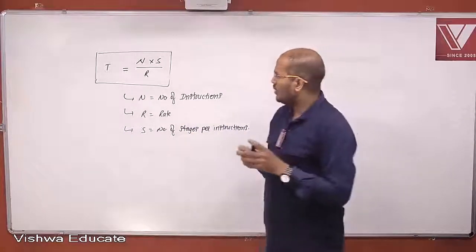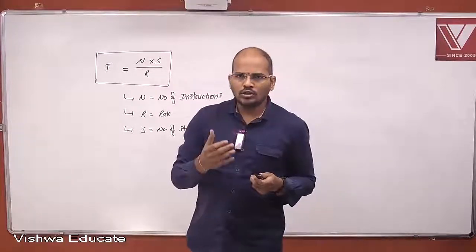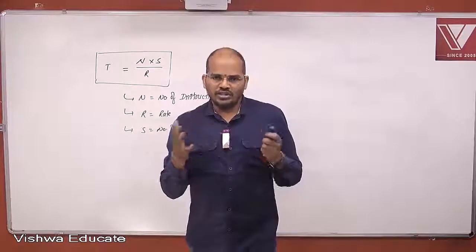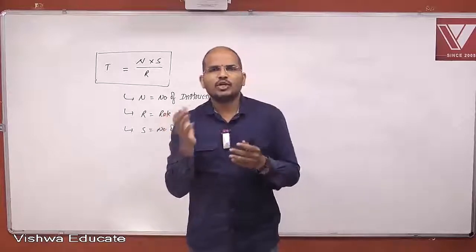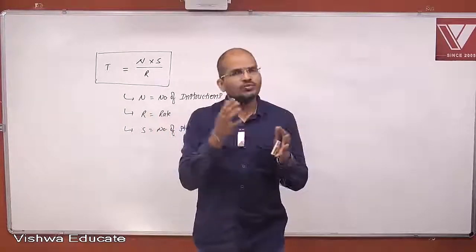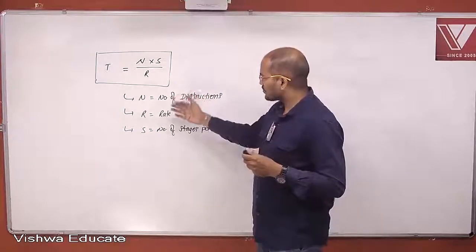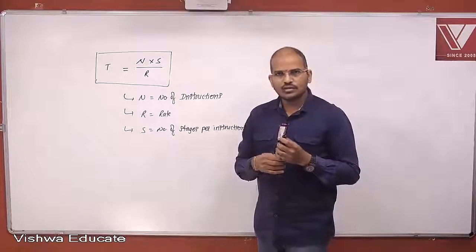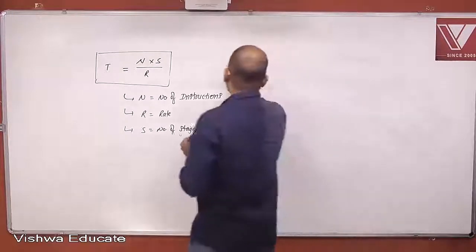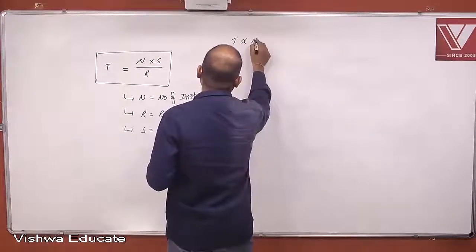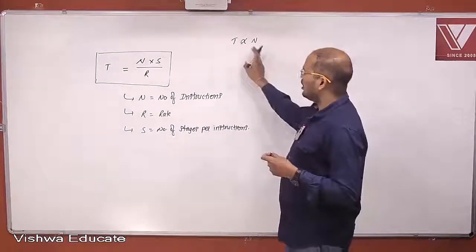Leaving that aside, when the number of instructions is more, then the time taken to handle all those instructions will also be more. For example, if the time taken for each instruction is 10 nanoseconds, two instructions will be 20 nanoseconds, 5 will be 50, 10 will be 100 nanoseconds. So as the number of instructions increases, the time taken also increases. So we observe that T is directly proportional to N. The more instructions executed, the more the value of T.